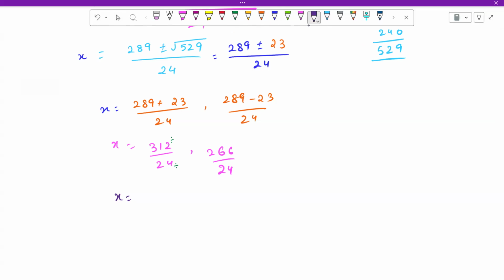312 divided by 24 is 13, right? Yes. And 266 divided by 24 is somewhere around 11. Yeah, we can just give it like a mixed fraction also.